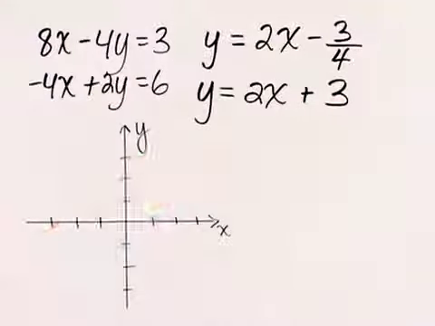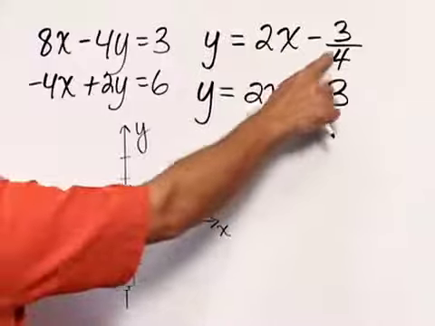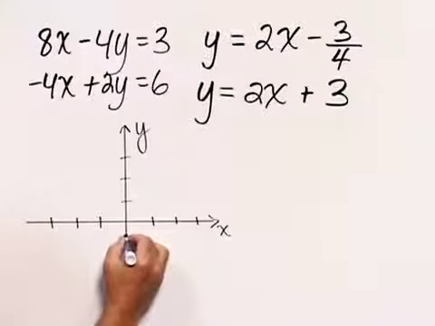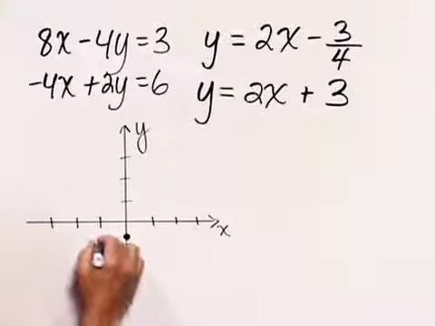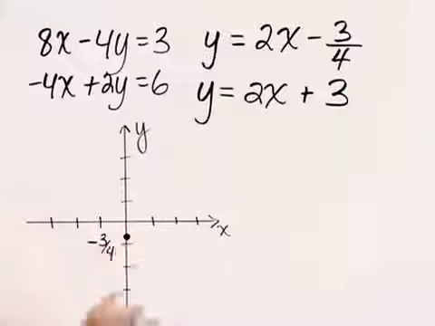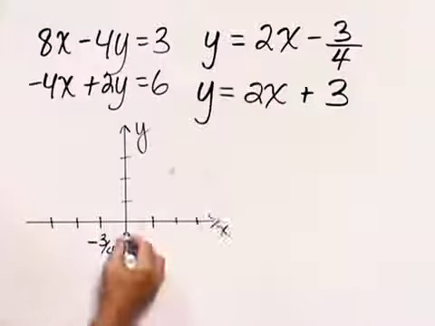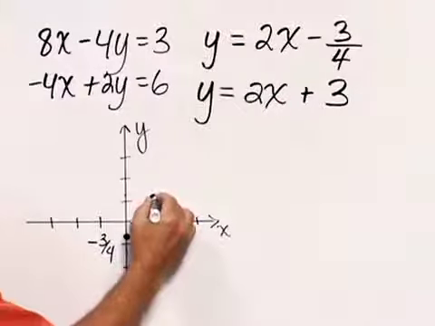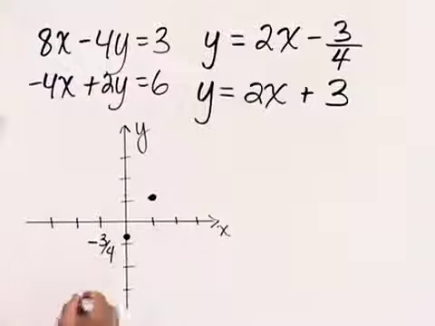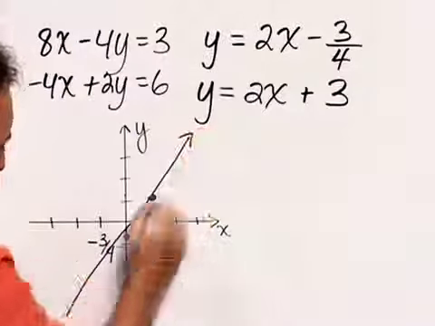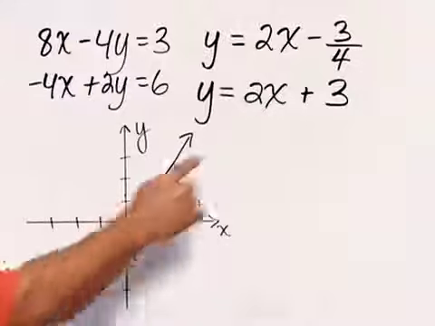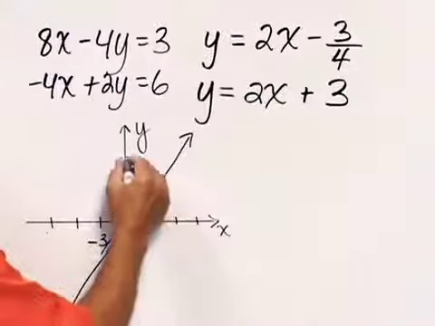So let's graph these. We start with equation number 1. We have an x-intercept of negative 3/4. The slope is positive 2, so we would go up 2 and over 1. Now we draw our line. Whoops, I missed a little bit here. And then let's go to the second equation.